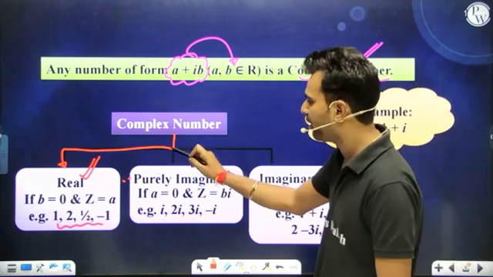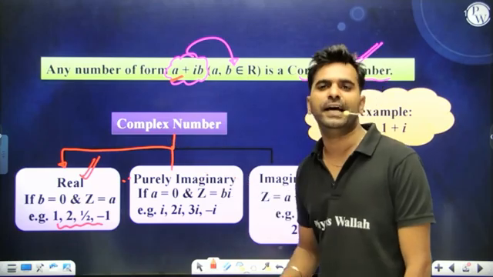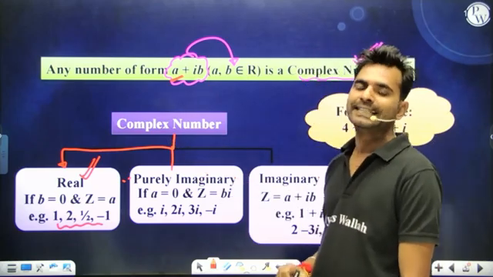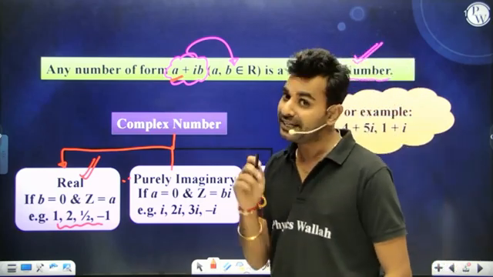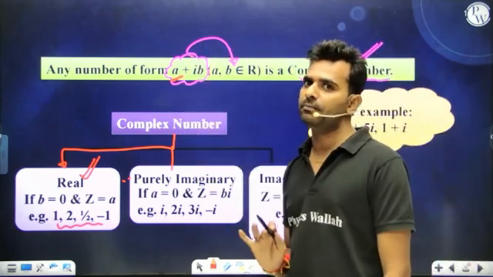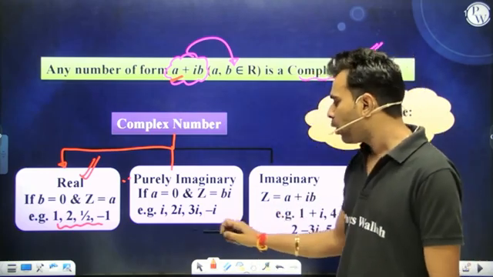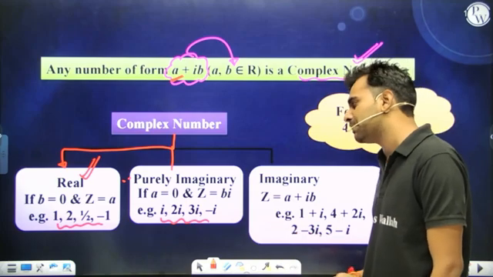Talking about purely imaginary numbers, if the real part of the complex number, a, is equal to 0, then the complex number becomes i into b, where b is a real number, and b is known as the imaginary part of the complex number z, right? So all the numbers like i, 2i, 3i and minus i and so on are nothing but purely imaginary numbers.